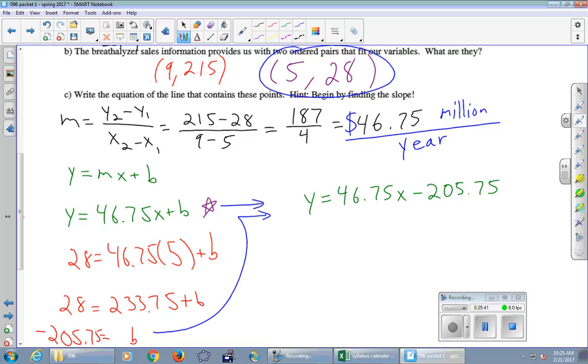So all we have to do is pad with a couple more words. The personal breathalyzer market was changing by $46.75 million per year. That's a full credit sentence. I'm going to be a little more precise. Instead of the word changing, is it increasing or is it decreasing by 46.75? Increasing, because that 46.75 is what kind of a number? Positive, that's right. If it had been negative 46.75, that would represent a decrease. But this is positive, so it's an increase.